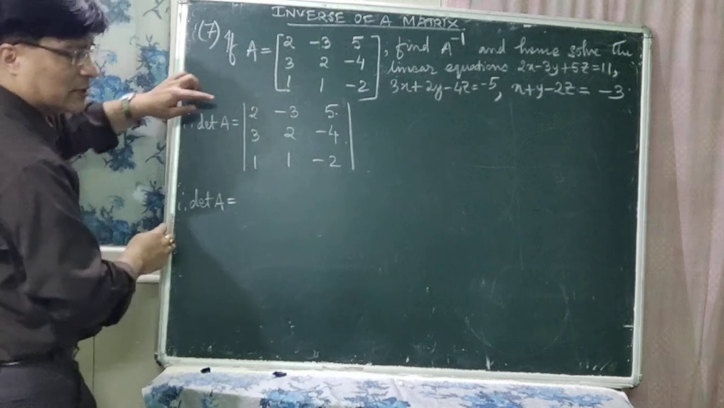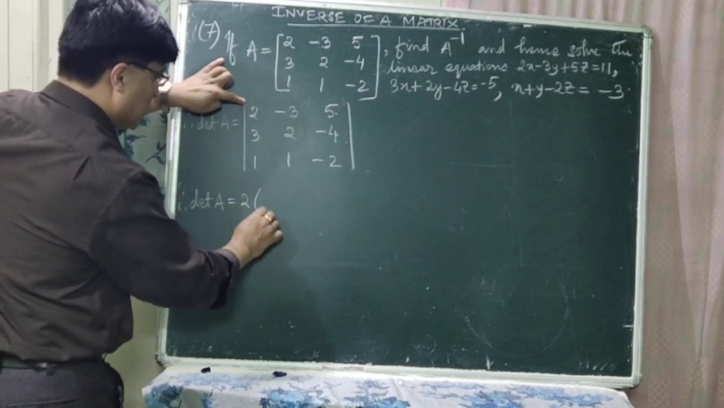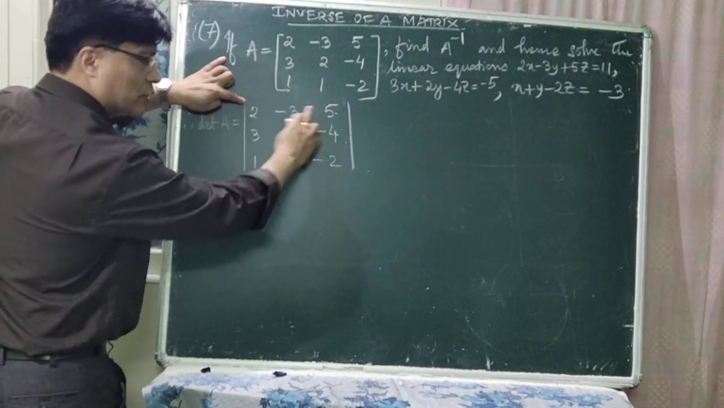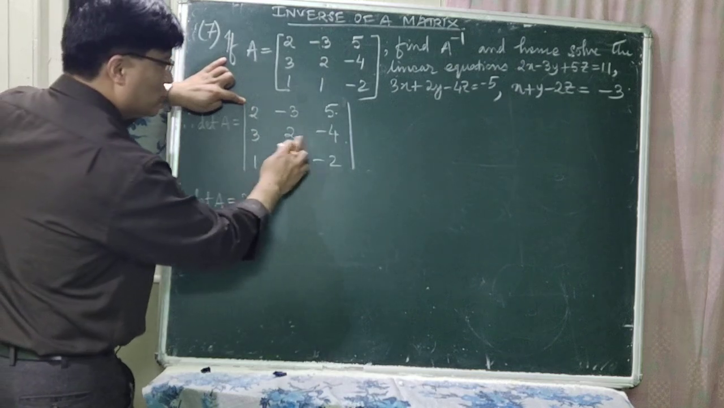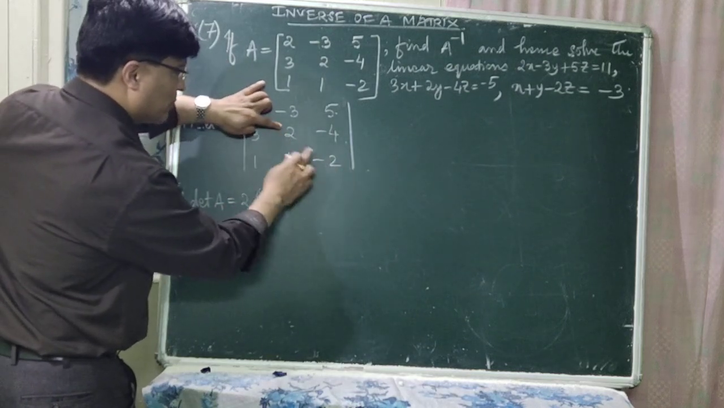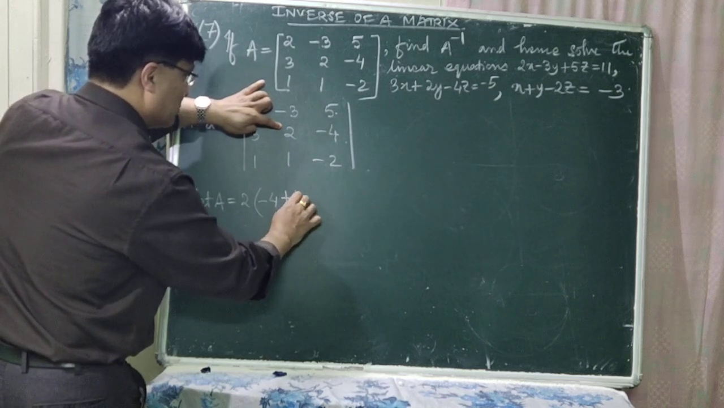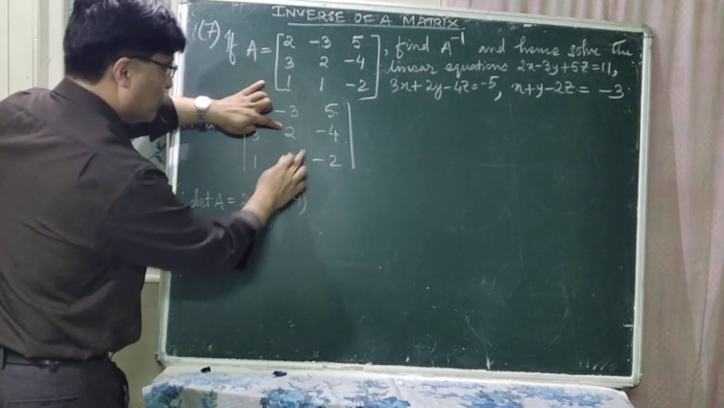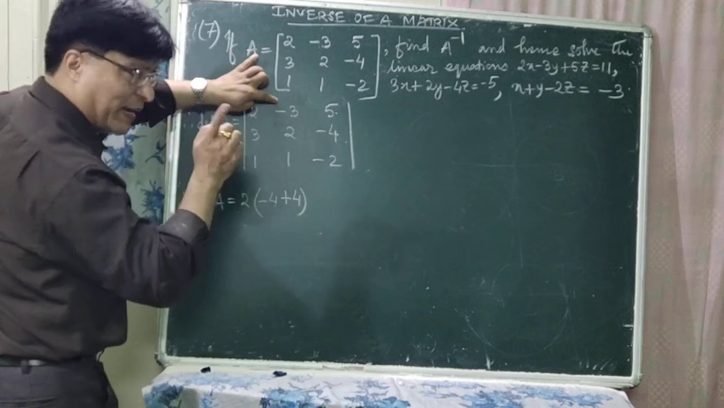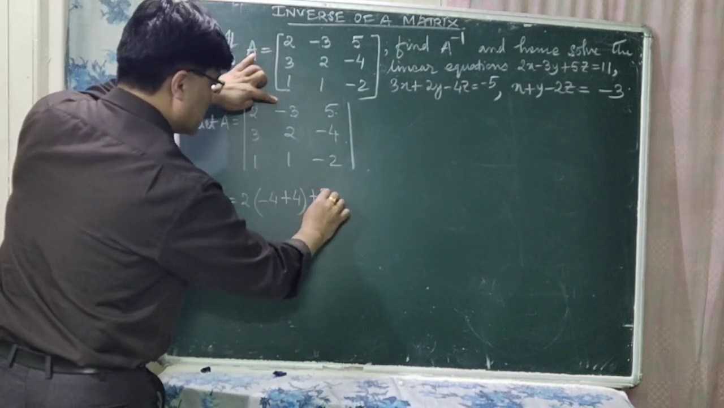Plus, minus, plus. So plus 2. Now delete the row and the column through the element 2. First row and first column are deleted. What remains? 2, minus 4, 1, minus 2. So cross multiply. 2 into minus 2, minus 4. Then it is plus 4, right? Minus 4 plus 4. Then comes minus. So minus into minus, plus 3.